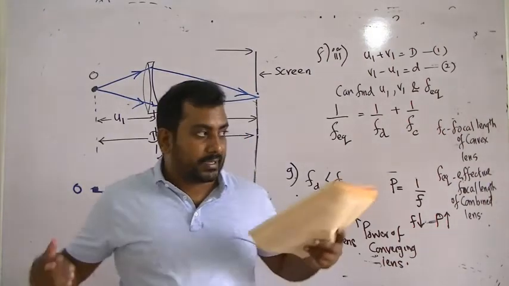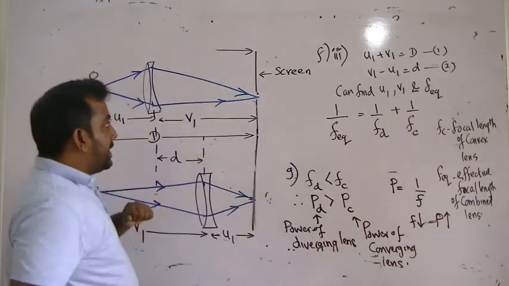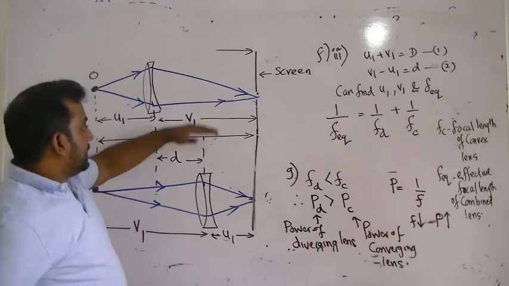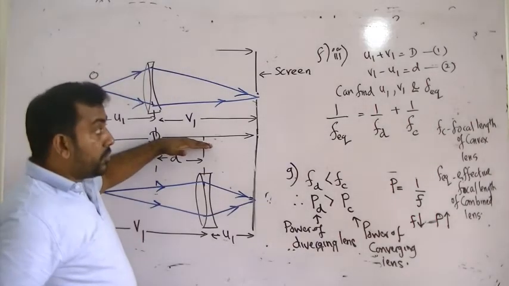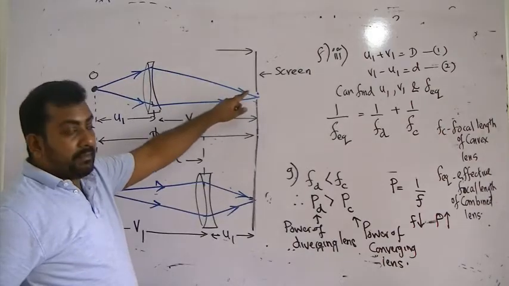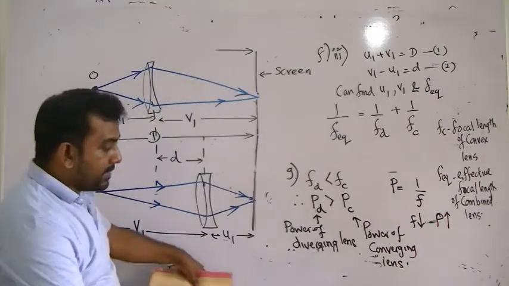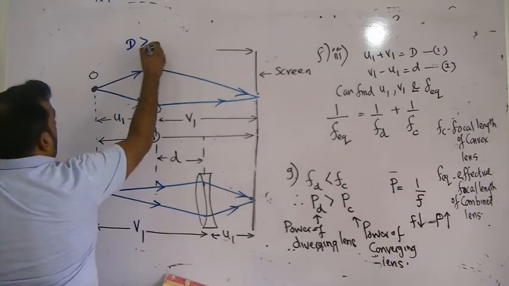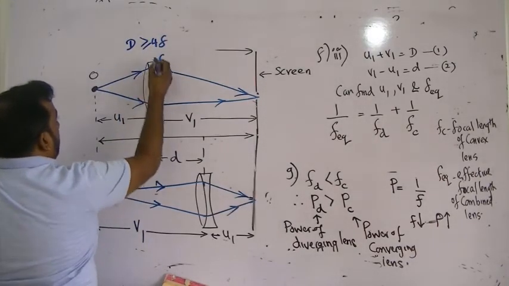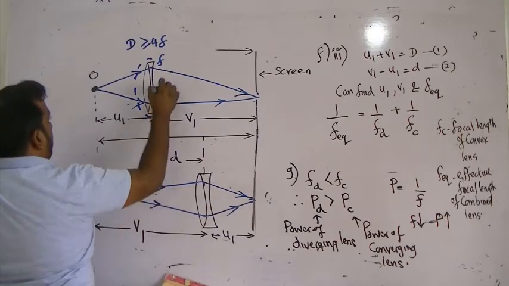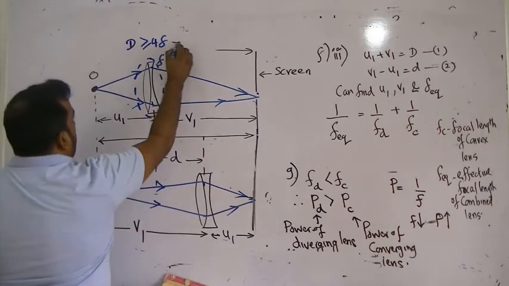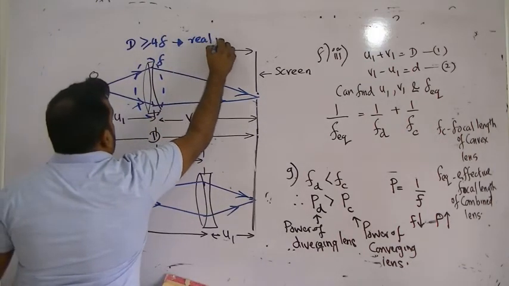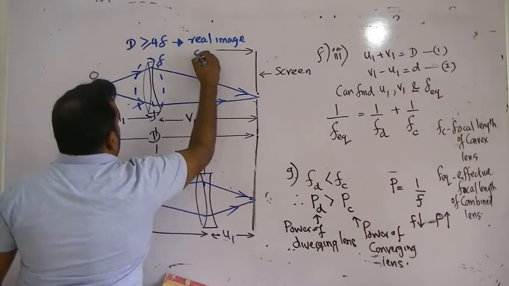Okay, right. So the most important point here is, if the distance capital D is greater than or equal to 4f, a real image can form on the screen. This is the summary point that you can take: D should be greater than or equal to 4f, the focal length of the effective lens. Then you will form a real image on the screen.